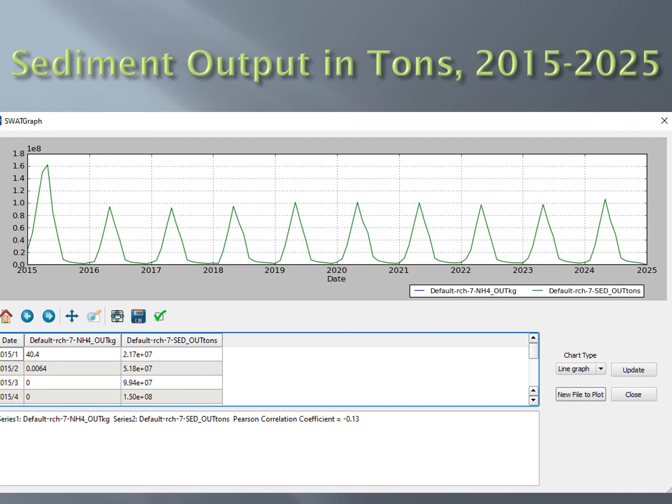And this graph shows the 2015 to 2025 sediment output load. You can see 2015 has a much higher sediment output load, and it happens in an almost similar fashion over the 10 years, and a higher value is again expected in 2024.